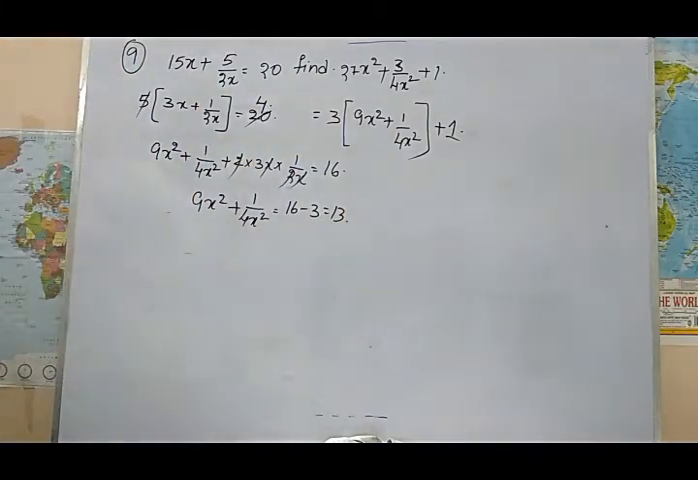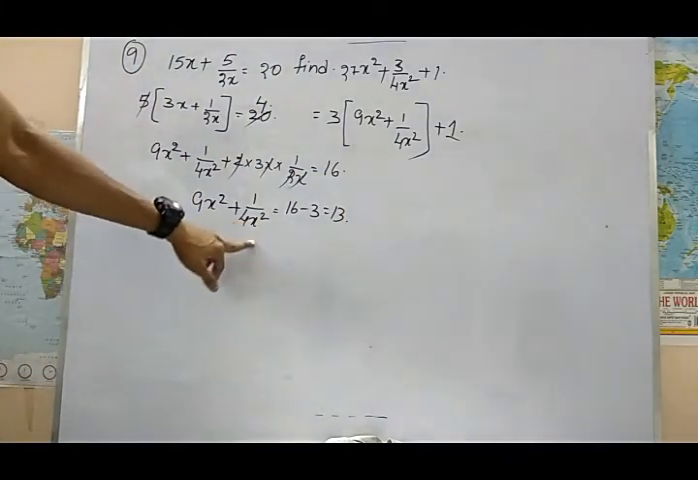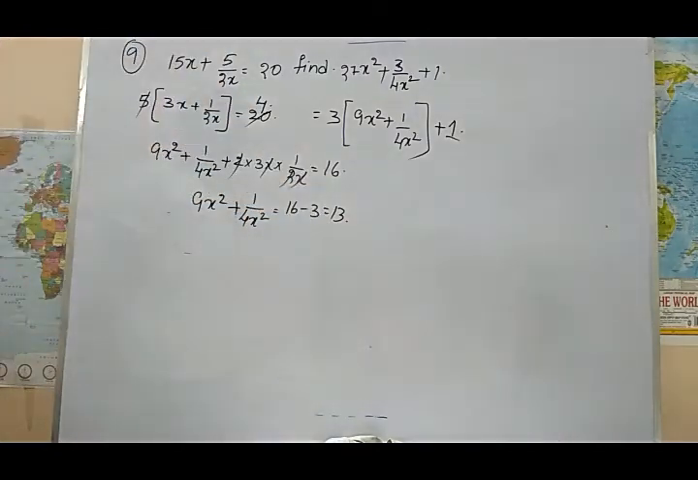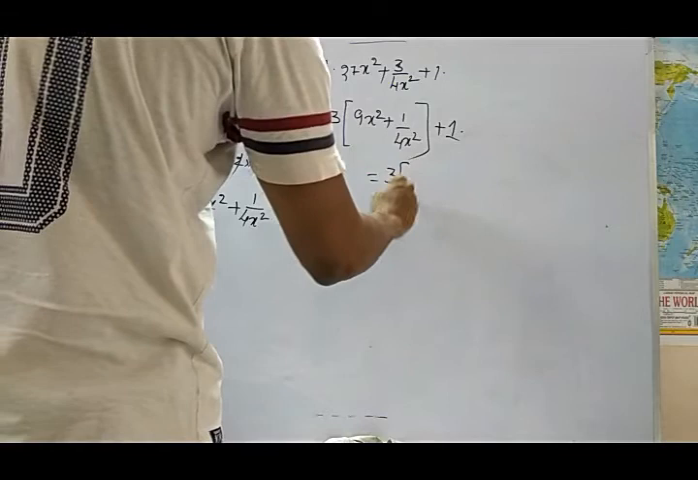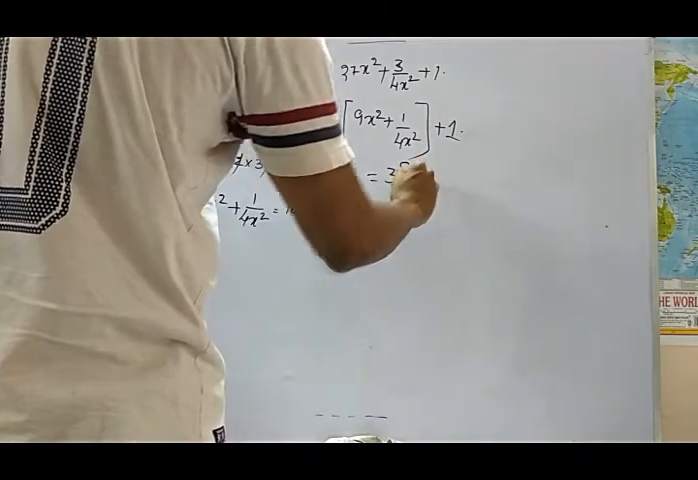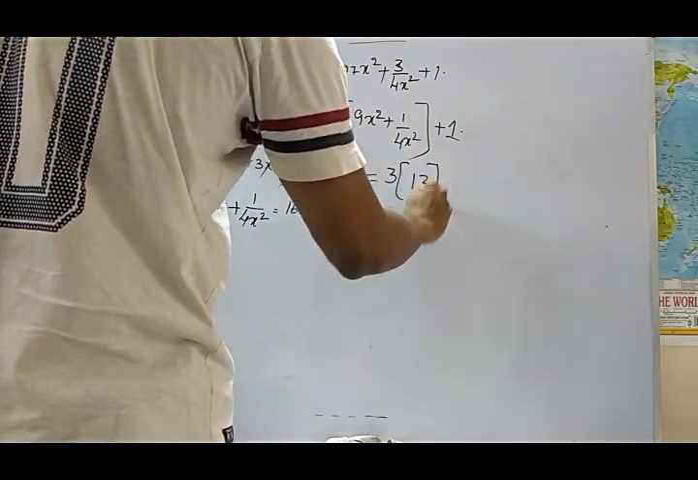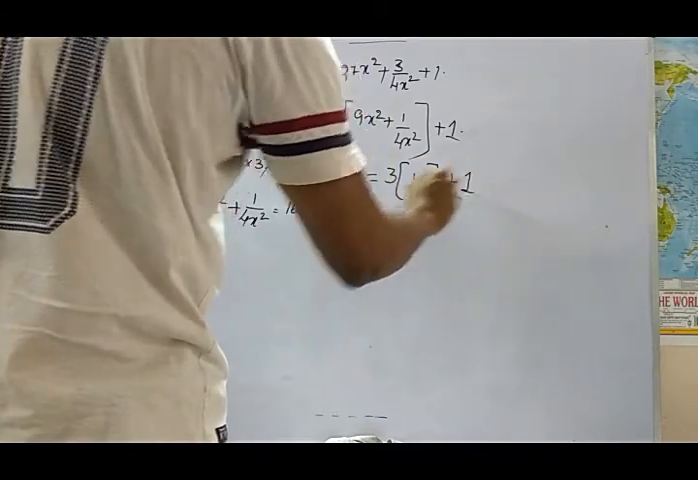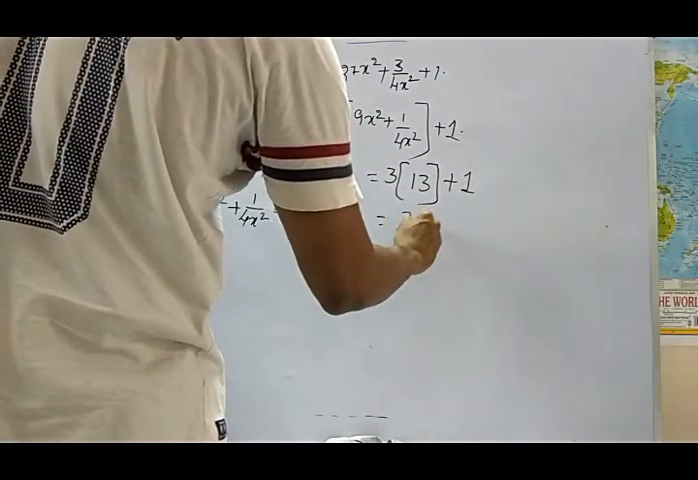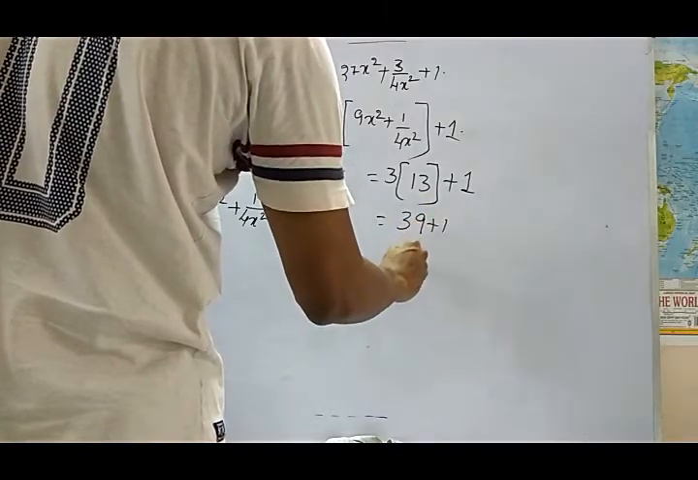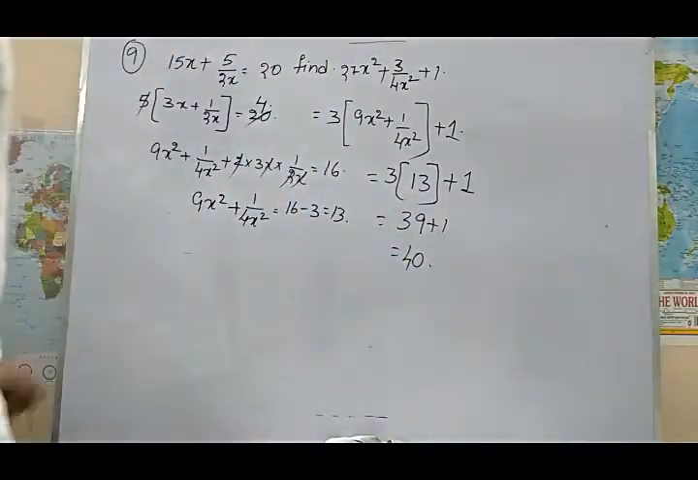So what we got to know? 9x square plus 1 by 4x square equal to 13. So we just need to put it in the question which is given here. So what is the question given? 3 into the form which we got. We got 13 as the answer for it, plus 1. So what is 13 into 3? 13 into 3 is 39, plus 1. The answer is 40. So we got 40.